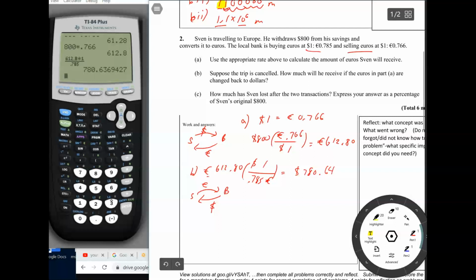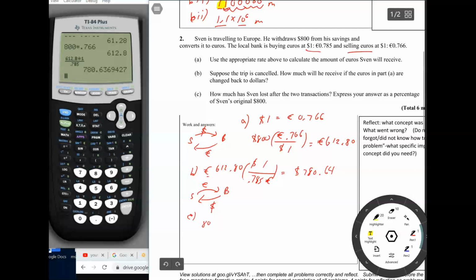So that is how much he gets back. Do you see how he doesn't end up with $800 back? It's about $20 less. And that's exactly what they're going to ask in Part C. In Part C, they're going to say, how much has Sven lost after the two transactions? Express your answer as a percentage of the original $800. So how much have they lost?